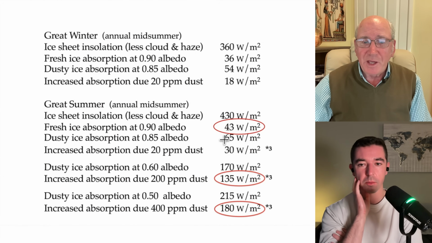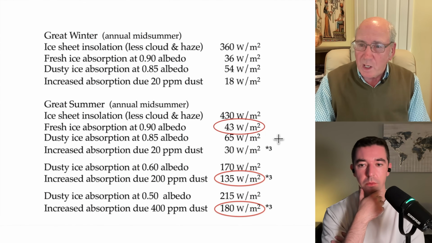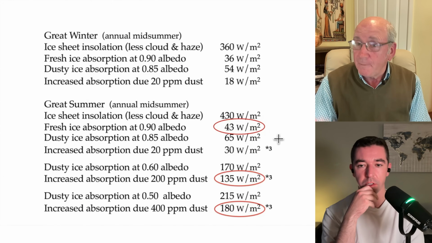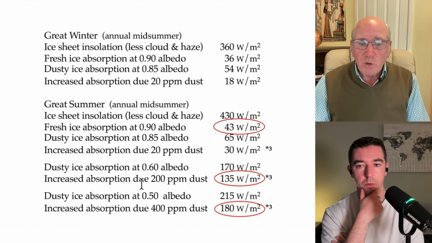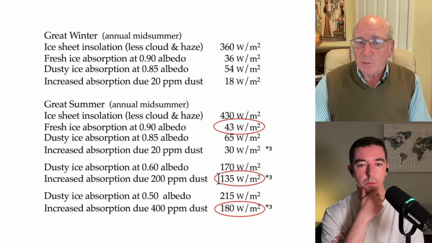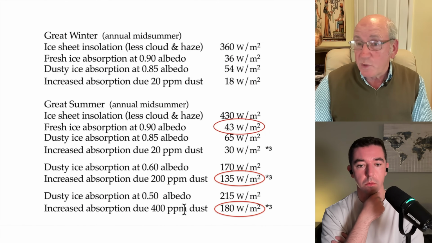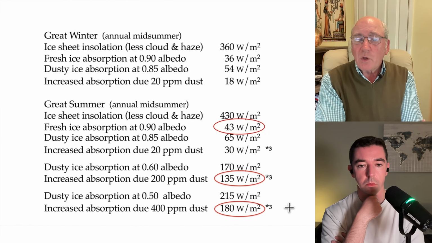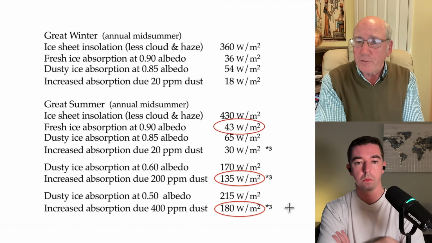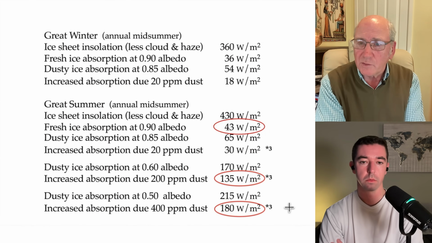It absorbs more. Yeah, the other way around. 65 watts per square meter would be absorbed into the ice, so you're not getting much energy from the sun, not much warming. But if you have 200 parts per million dust, that goes up to 135 watts per square meter. If you get 400 parts per million dust, which is quite possible from the amount of dust we were getting, you would get 180 watts per square meter. So we're trebling the amount of sunlight you're absorbing on the ice.